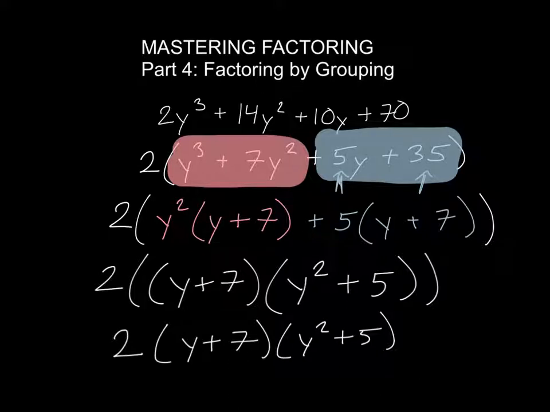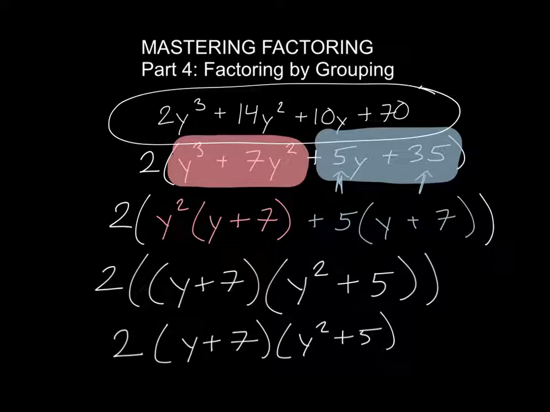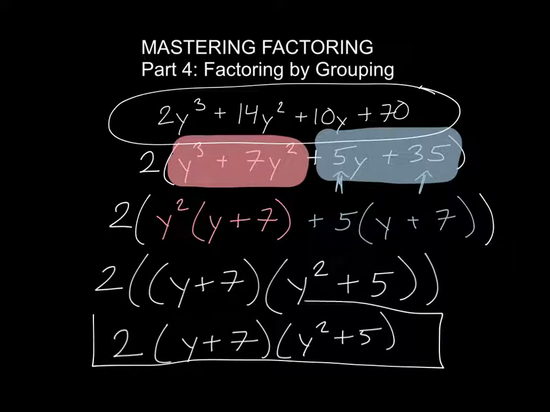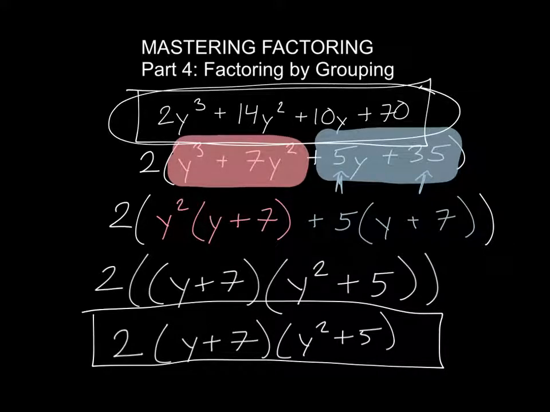Now check this out. This is very cool. We have here three factors. The factor of 2 multiplied by the factor of y plus 7 multiplied by the factor of y squared plus 5. Three factors multiplied together that create our original polynomial. Since each of these factors do not contain common factors within them, we can't factor them any further. This means that we have completely factored our original polynomial successfully. So this would be your solution in a problem where you were asked to factor this polynomial by grouping. Pretty neat, huh?